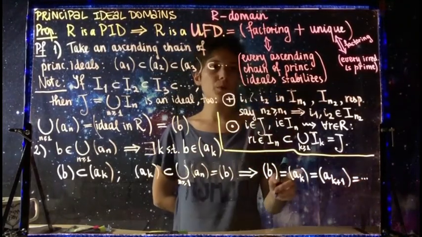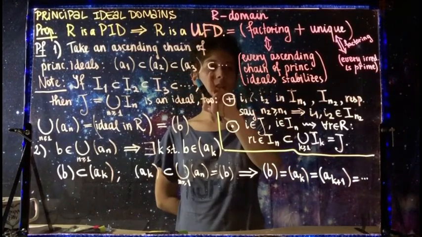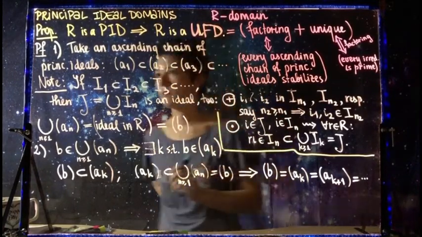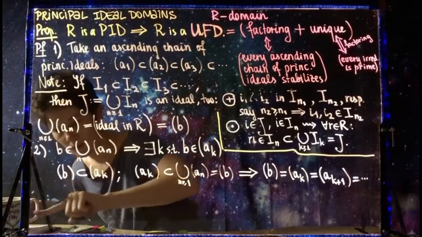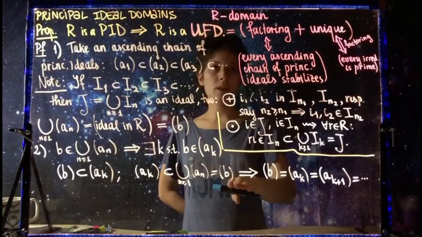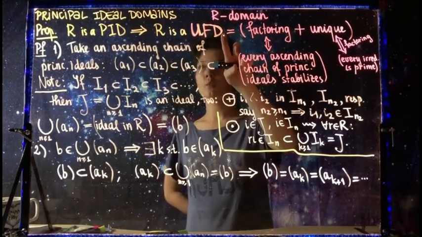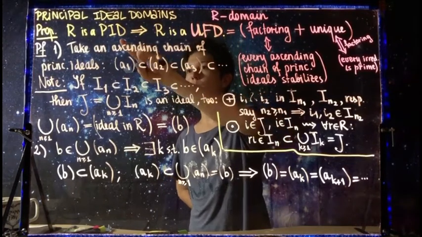And this is the proof that this chain of principal ideals stabilizes. And this proves that factoring of elements terminates in a principal ideal domain.